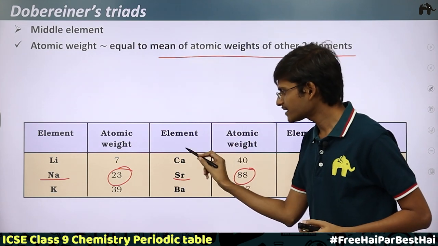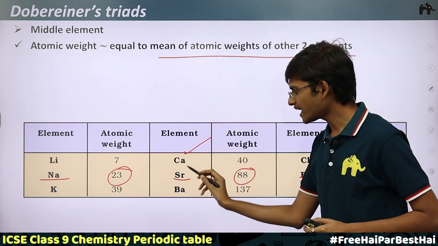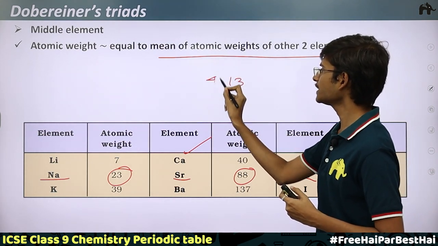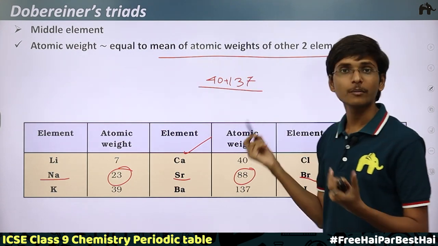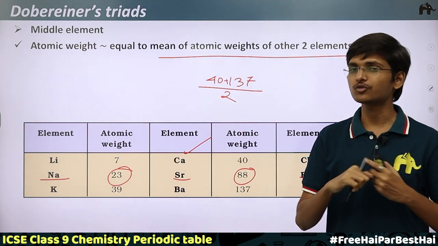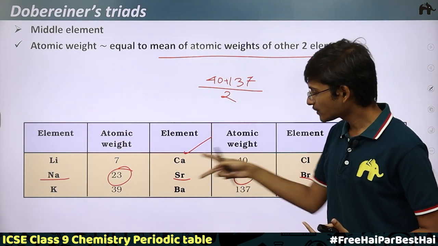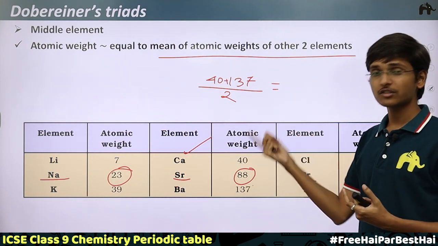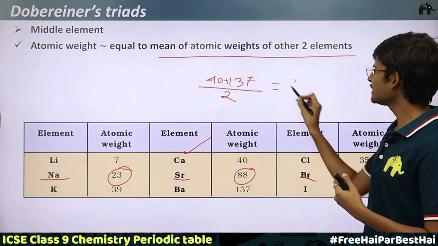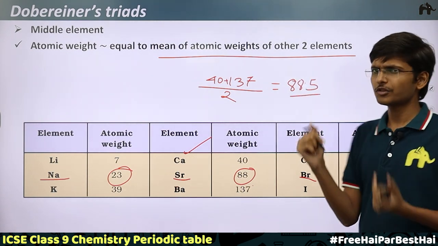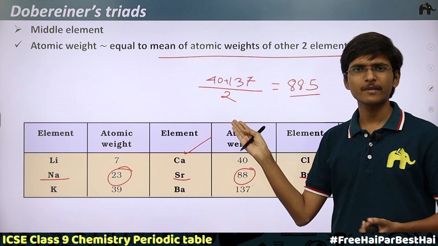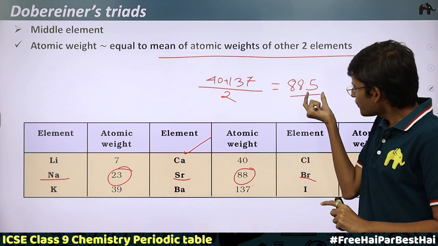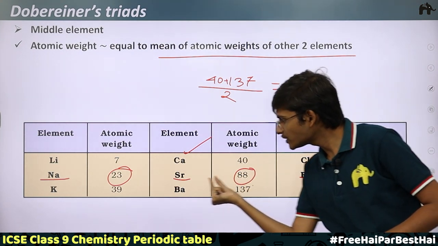For this purpose, let's take this triad as an example. I'm taking the atomic weights of calcium and barium, 40 and 137. I add these two atomic weights and divide by two, so I'm actually taking the mean of the atomic weights of the first and the third element. When I calculate, you get roughly 88.5. I won't waste time calculating: it's 177 divided by 2, which is 88.5. You can see this 88.5 is approximately equal to the atomic weight of the middle element.